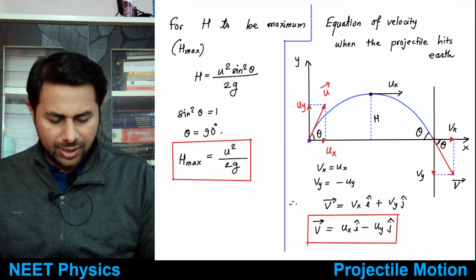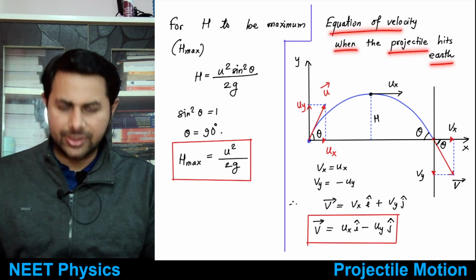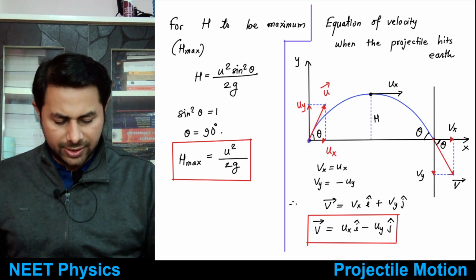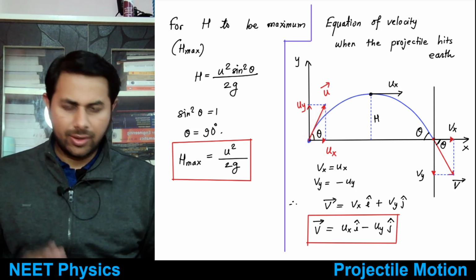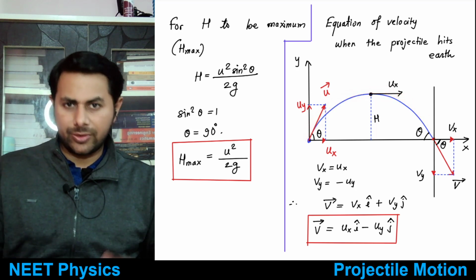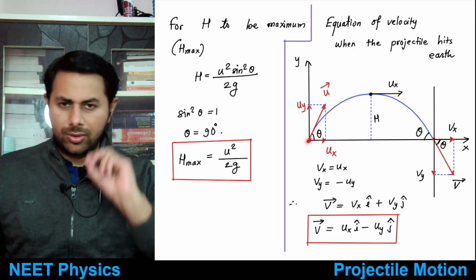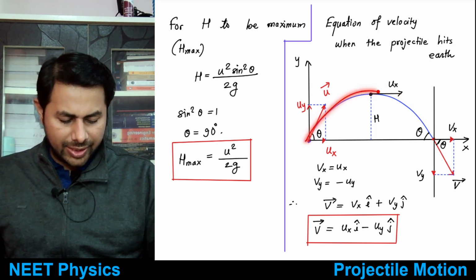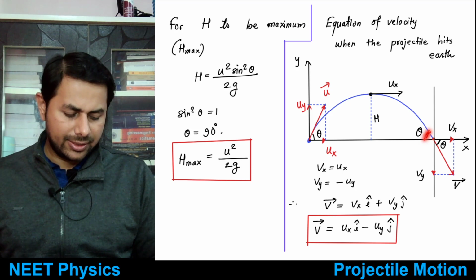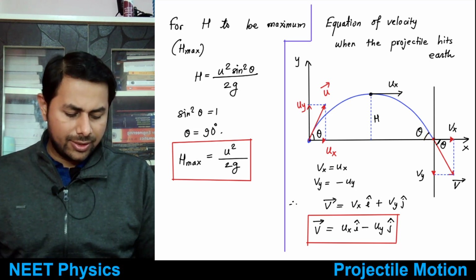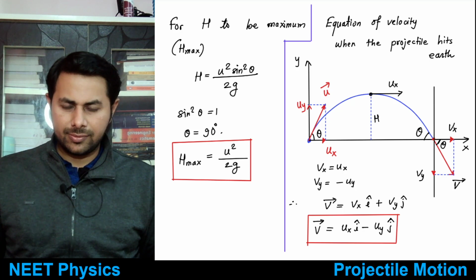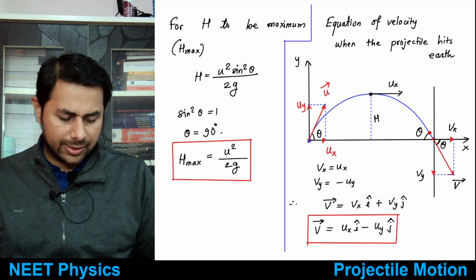Okay, all right. So let's see some observations. Equation of velocity when the projectile hits the earth. Okay, let's talk about that. Initially, suppose you're throwing the ball like this. You throw it at an angle of theta. Now see, this whole curve, the path of the projectile, is symmetric. So if you throw the ball or any object at an angle theta, it will hit the ground at an angle theta only. Let's say it hits the ground at this angle. So this angle will also be equal to theta, right? If this angle is theta, this angle is also theta.